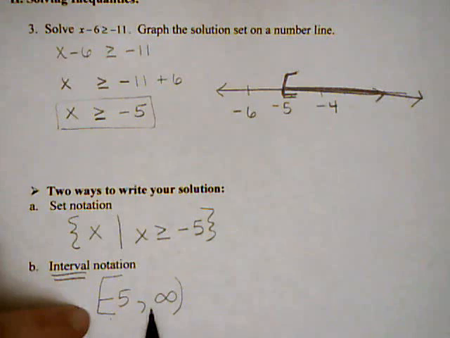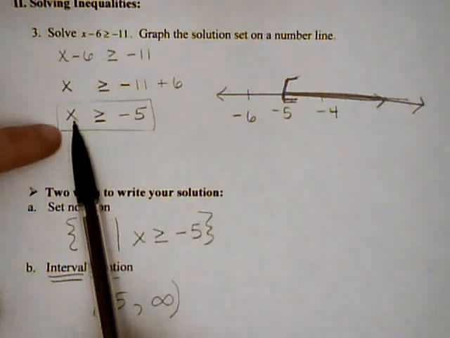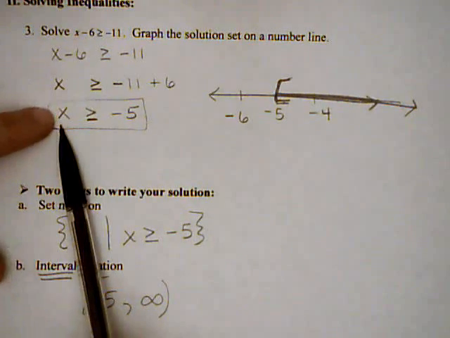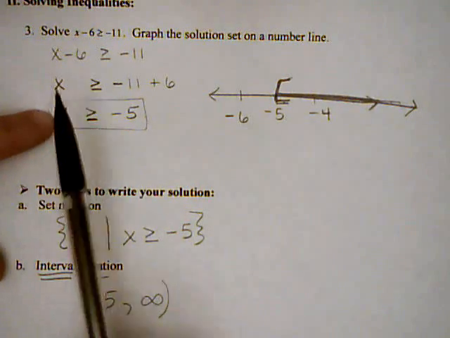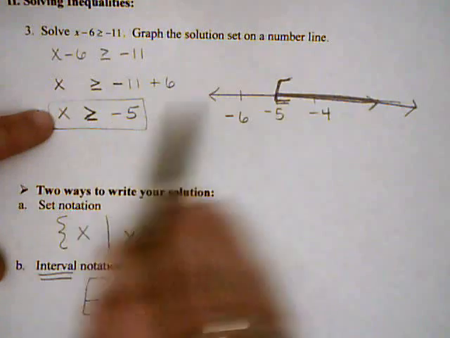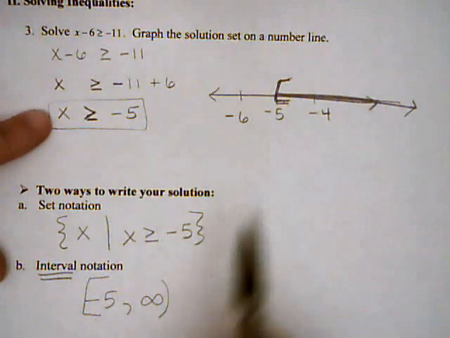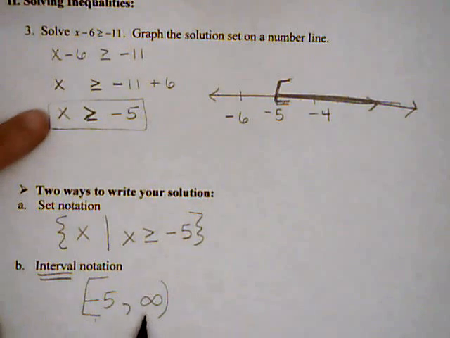So here's a way that I use to remember this. And this only works if your x is on the left side. But if x is on the left side, you can look at your inequality as being an arrow. If it's pointing to the right, you're going to shade to the right. And in your interval notation, positive infinity is going to be on the right. You'll have the number first and then positive infinity.